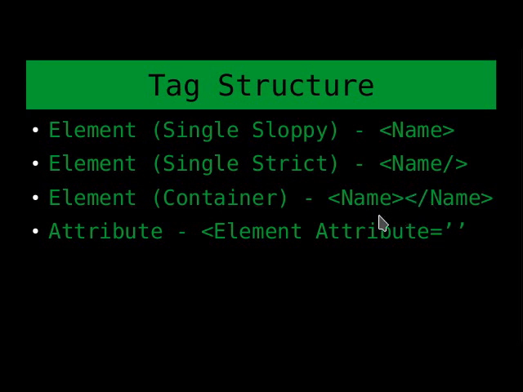Now there's also attributes, and there's actually two different types of attributes on here as well. One of them, this one here, is a name value. So you've got the name, it's the attribute, and then the value would be in here.